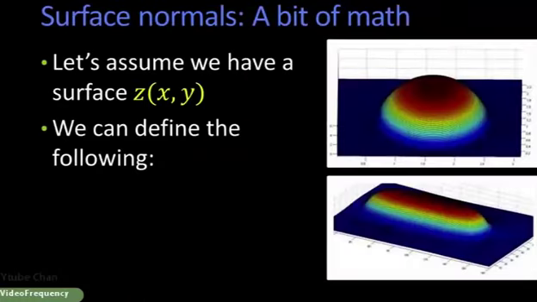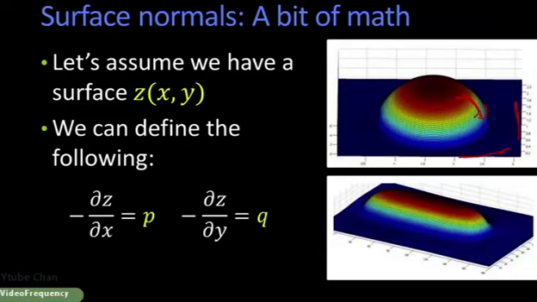So we're going to start by assuming we have a surface Z of x, y. So here we have Z in this direction, x and y in that direction, and you have some surface. As you move in, say, the x direction and the y direction, your z value changes. And in fact, you can talk about how z changes as you move in x and y. That would be the partial derivatives of z with respect to x and with respect to y. And we're going to define two variables referred to as p and q to represent these derivatives.